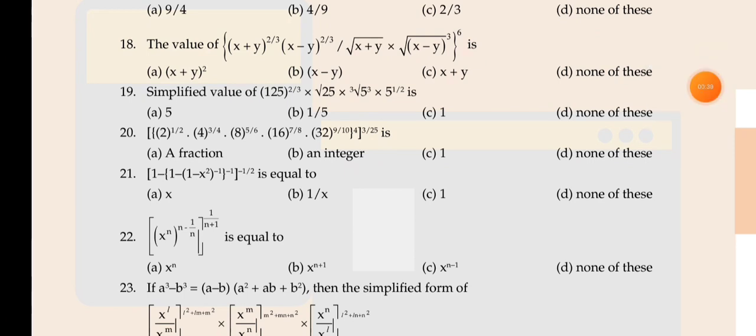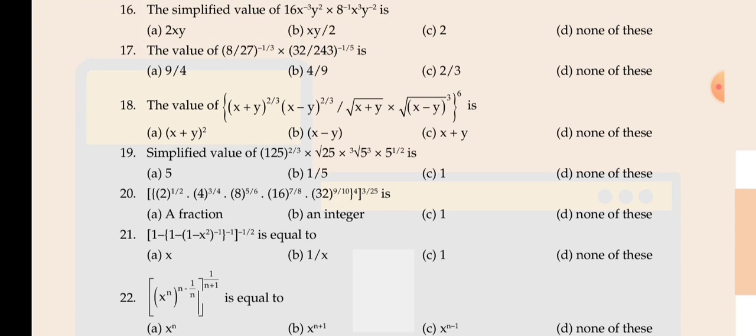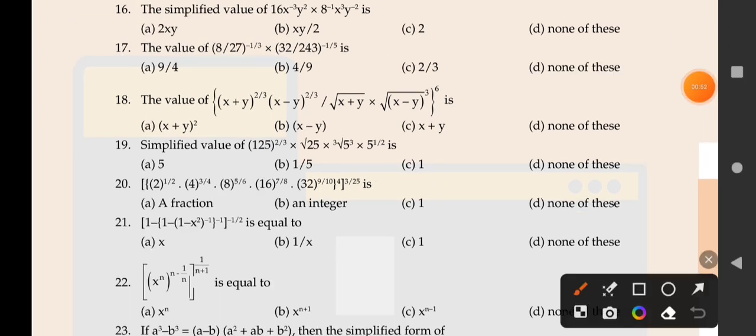There is a small correction in the question since I have checked the previous edition. The correction is this one, x minus 1 raised to 3 by 2. Please make the correction, otherwise you will not get the right answer and you will still keep trying. Okay, so let us simplify the equation and find its value.